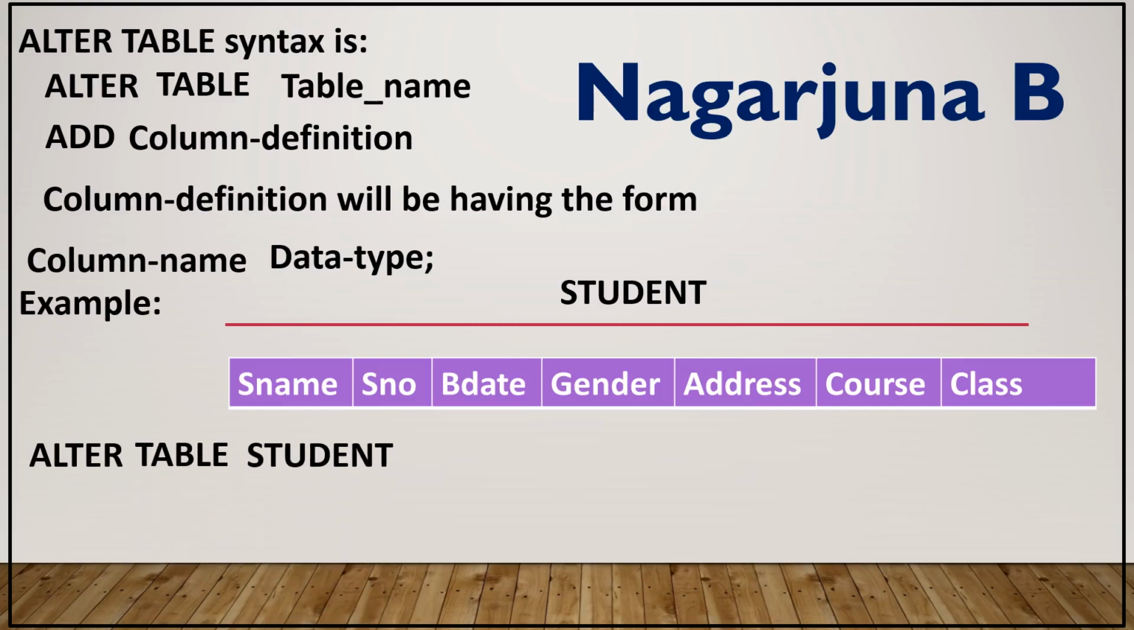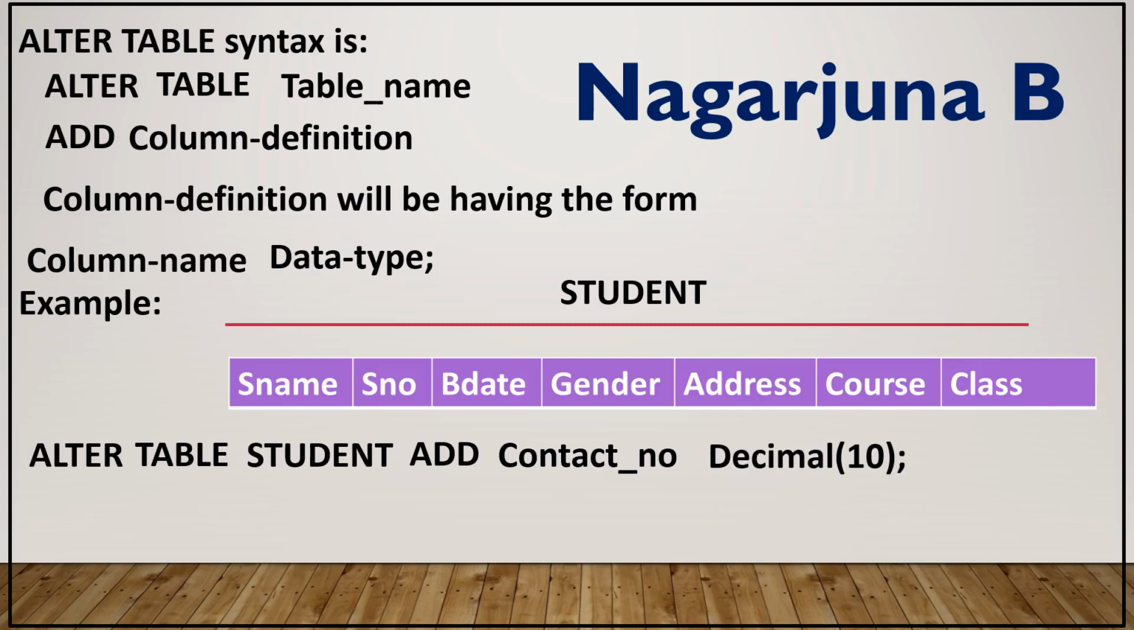So table name is student. After that, add contact number. It is the attribute, that is, the column name. After that, what you have to write? You have to write the data type. So data type decimal of 10 semicolon.